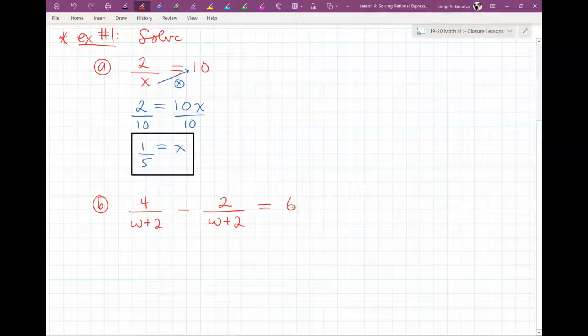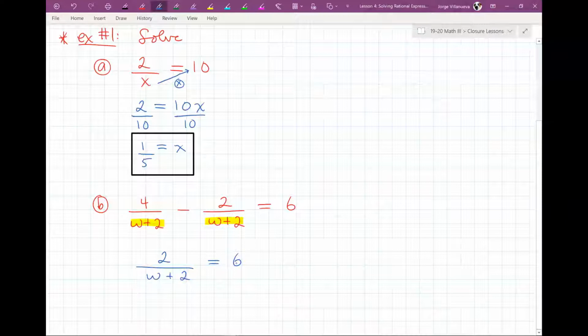Now I wanted to do this one first because they did have like denominators. The other one did not. So I want to do that one next. But notice how these ones have like denominators. These two fractions we can combine on the left side. So let's do that. 4 minus 2 is just a 2 over w plus 2 equal to 6.